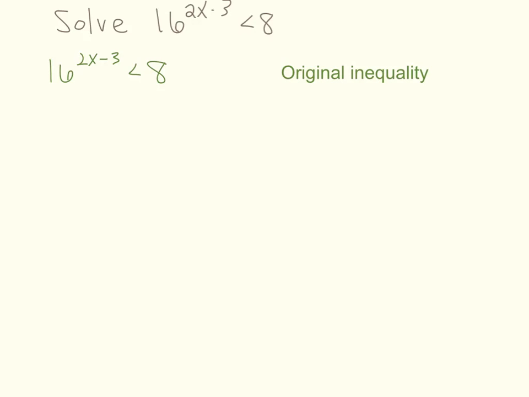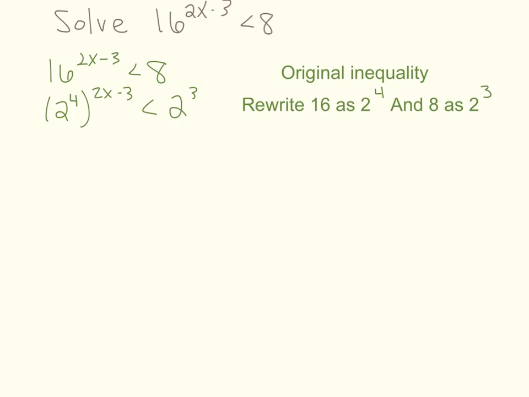So now we just need to rewrite them. For 16, we're going to rewrite it as 2 to the 4th power, to the 2x minus 3. We just keep writing, is less than, we still need the same base, so we have to rewrite the 8 too, so is less than 2 to the 3rd power. The reason is that we rewrite 16 as 2 to the 4th and 8 as 2 to the 3rd. Alright, beautiful. So now we just need to go ahead and simplify this, get rid of our parentheses.